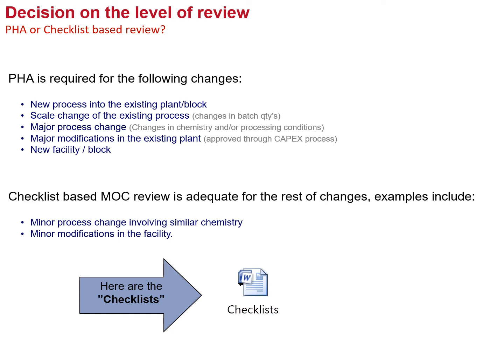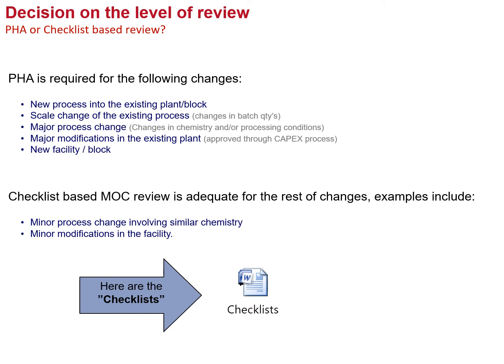Is any PHA or process hazard analysis required? For what is the PHA required? Like if at all any pipe change is there, or any small changes where there is no big impact, then PHA is not required as per the management. Like if at all any new process into the existing plant or block is done, scale changes of the existing process, major process change, major modifications in the existing plant, new facility or block, then PHA is recommended and should be done, and it's mandatory.